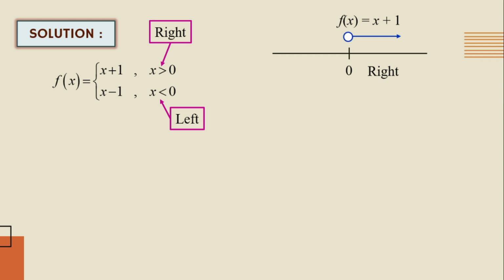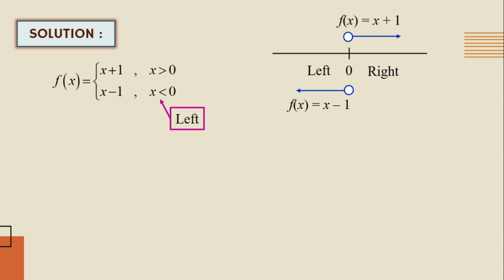Okay, and then for x less than 0, so it is on the left of x equal to 0. And the sign, the inequality, is x less than 0. Okay, so why are both empty circles? Because the inequality has no equal. Okay, so for the left, the function is x minus 1.